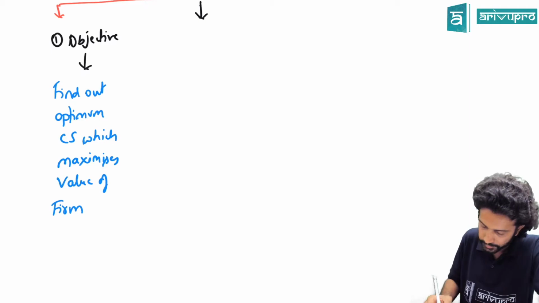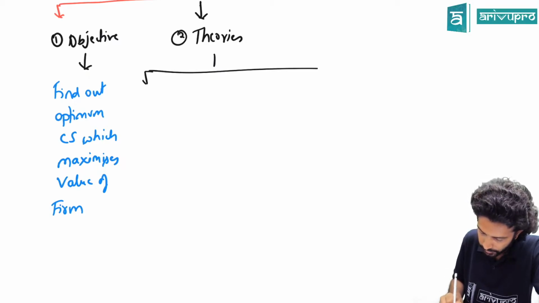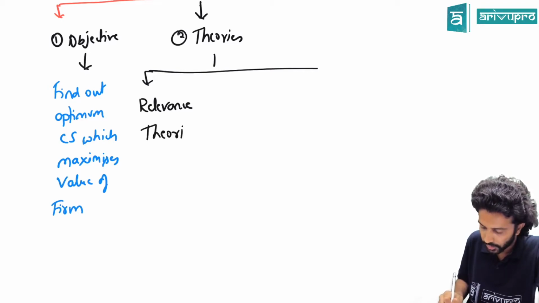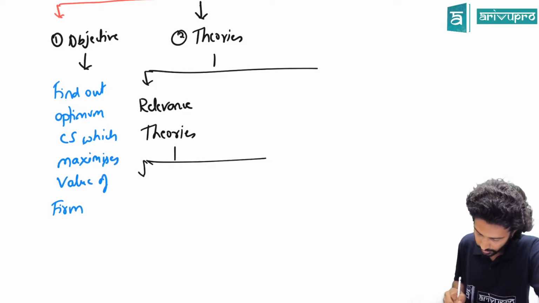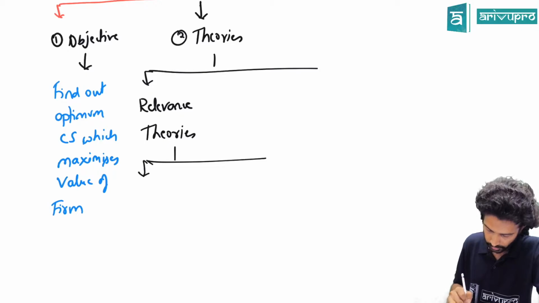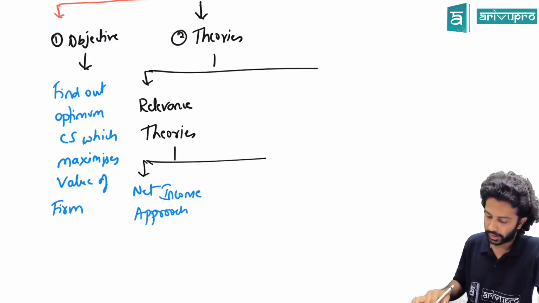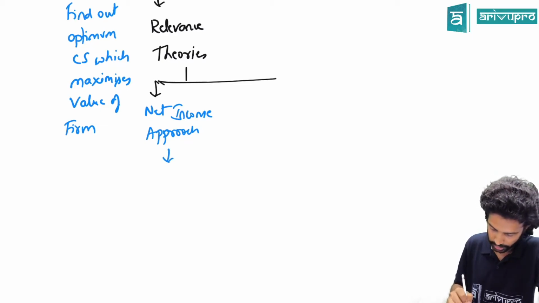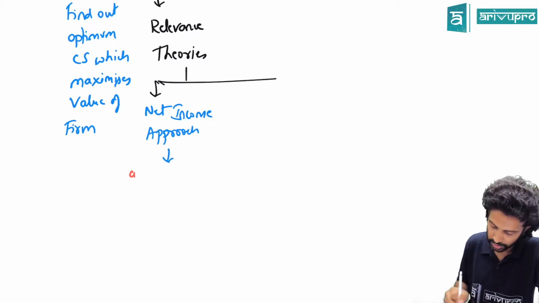Then we read some theories, no? Theories can be broadly classified into relevance theories, and under relevance theory we had two. What is that? Net income approach. Net income approach said go bonkers on debt. Go for debt as much as possible, or use debt as much as possible.